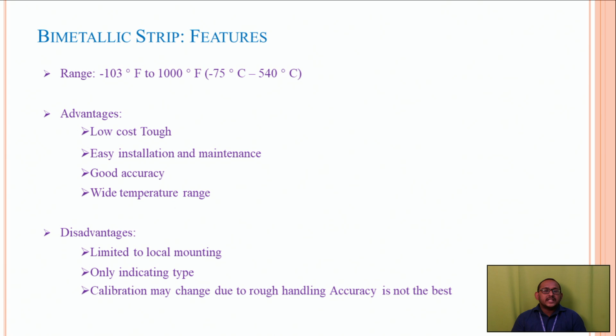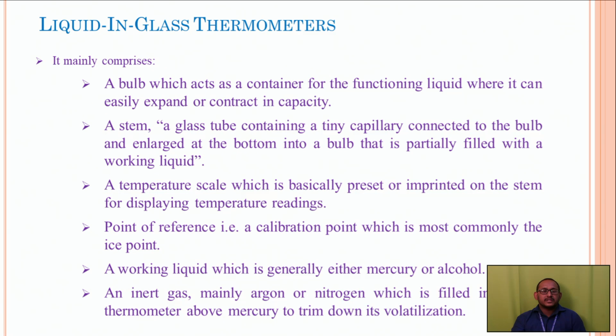Then the disadvantages of the bimetallic strip: it is limited to local mounting, and it will be only an indicating type, and the calibration may change due to rough handling, so the accuracy is not the best in the bimetallic strip. We cannot expect accuracy in the bimetallic strip due to its mechanical type.